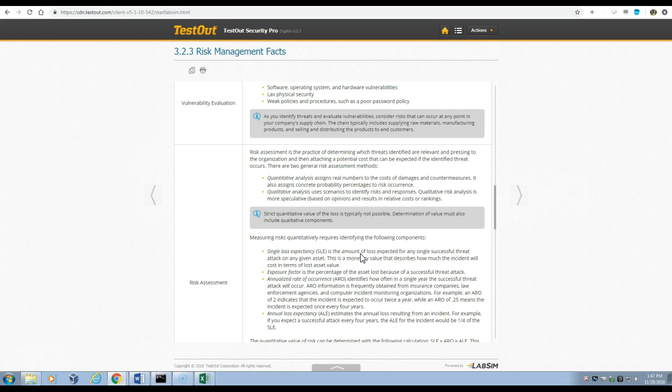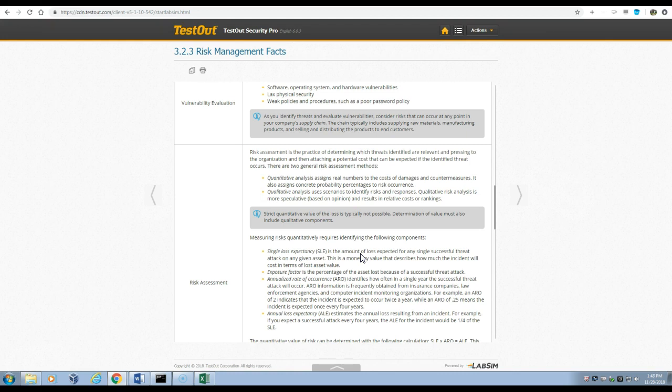So risk assessment is the practice of determining the threats identified that are relevant and pressing to the organization, then attaching the potential costs that can be expected if the identified threat occurs.